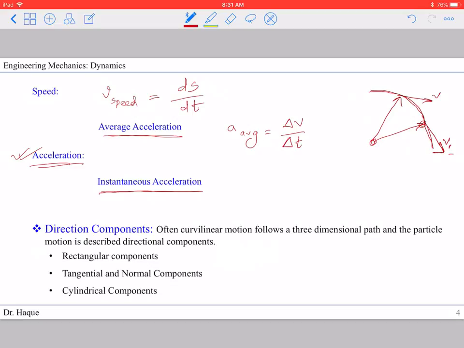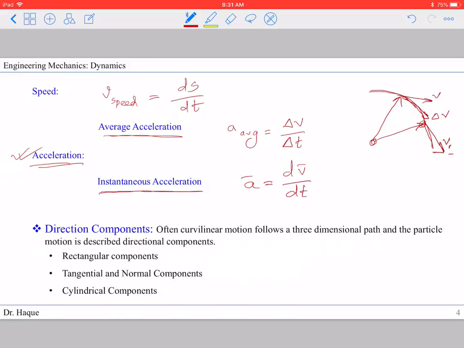So the change will be delta v. So we can say the average velocity is delta v over delta t. The instantaneous acceleration, again, it's a vector. We can get it by taking the derivative of the vector form of velocity with respect to time.